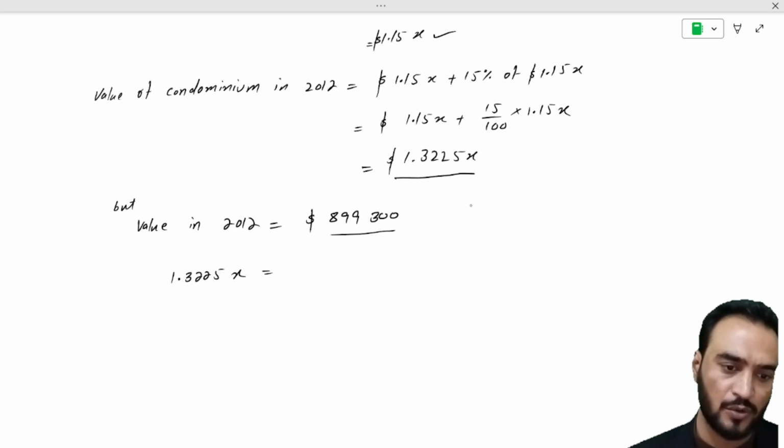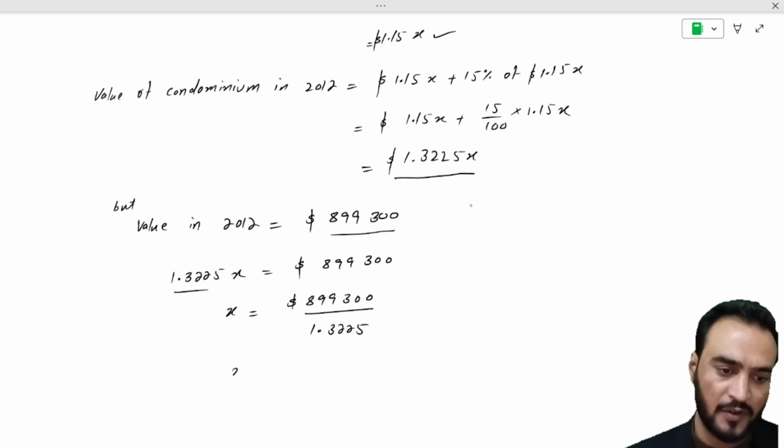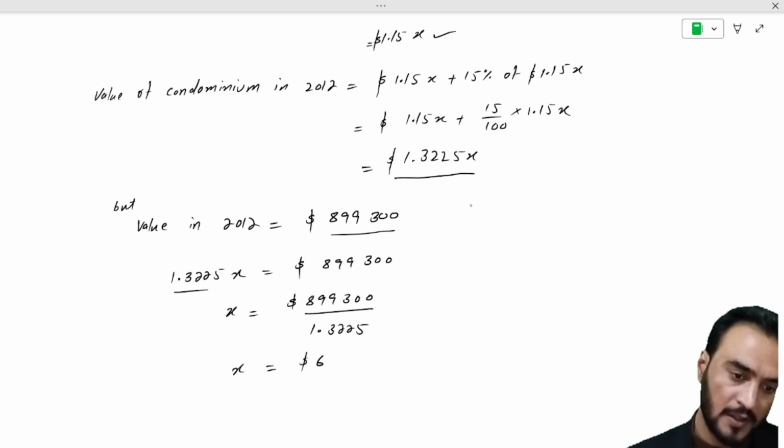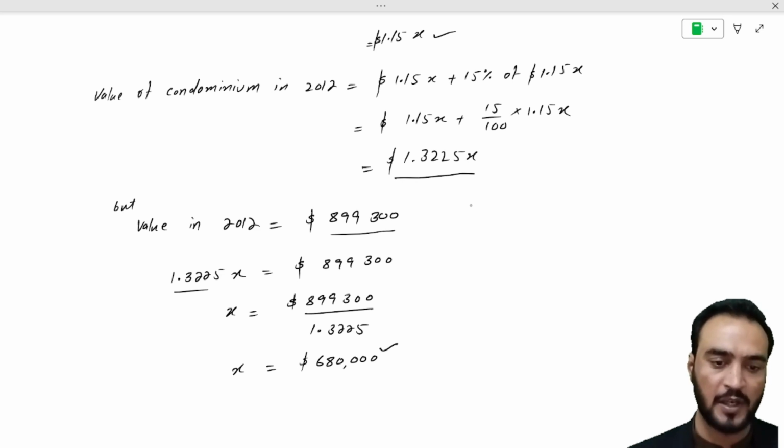1.3225X equals $899,300. So dividing this term on the right side, we get the value of X, that is 899,300 divided by 1.3225, and after dividing we get the value of condominium in 2010, or the value of X is $680,000. This is the value of condominium in 2010. So this was question number 13.